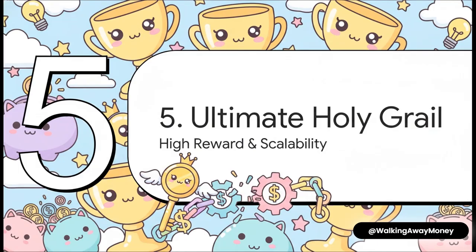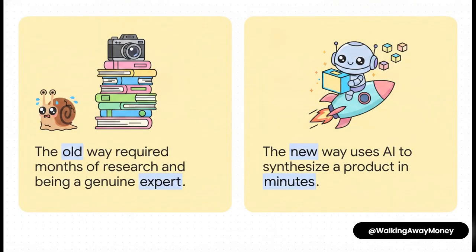Okay, part 5, the ultimate holy grail, high reward, high scalability. Let's dive right into the absolute peak of this roadmap, the hard tier that passes every single criteria and finally breaks the chain of trading your time for money. Digital Products 2.0 is hands down the smartest model out there today. Why? Because you build it once and it sells infinitely with literally zero marginal cost.